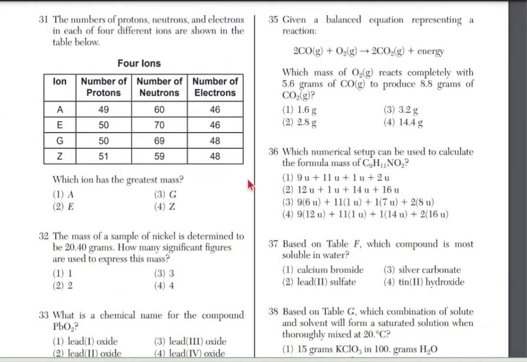The numbers of protons, neutrons, and electrons in each of 4 different ions are shown in the table below. Which ion has the greatest mass? The mass of the ion can be determined by adding the total number of protons and neutrons. E has the greatest mass because 50 plus 70 is equal to 120, and everything else is less than 120.